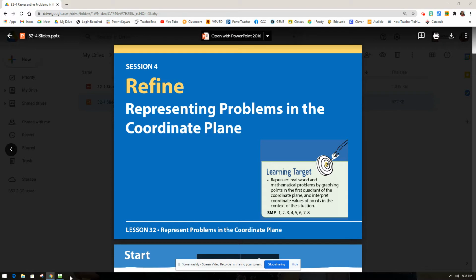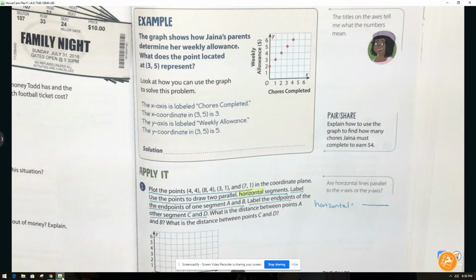We'll be working in our Ready Classroom Math Workbook on pages 675 through 678. And today's the refine session, so it's the day that I don't do the problems with you. I go over all of the problems and help you with a few little notes that might be helpful, but you're going to be doing the work on your own. Let's go ahead and go to page 675.